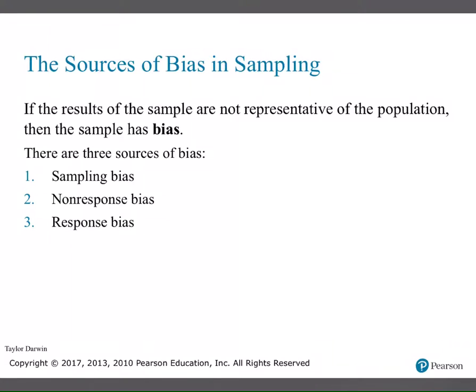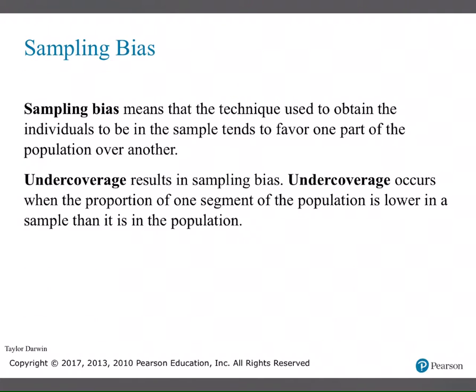But anyway, there are different types of bias in sampling, and so if the results of a sample are not representative of the population, then it has bias. And there are different types of bias: sampling bias, non-response bias, and response bias. Sampling bias means that the way that we decided to sample maybe wasn't very good. Maybe it favors one part of the population over the other.